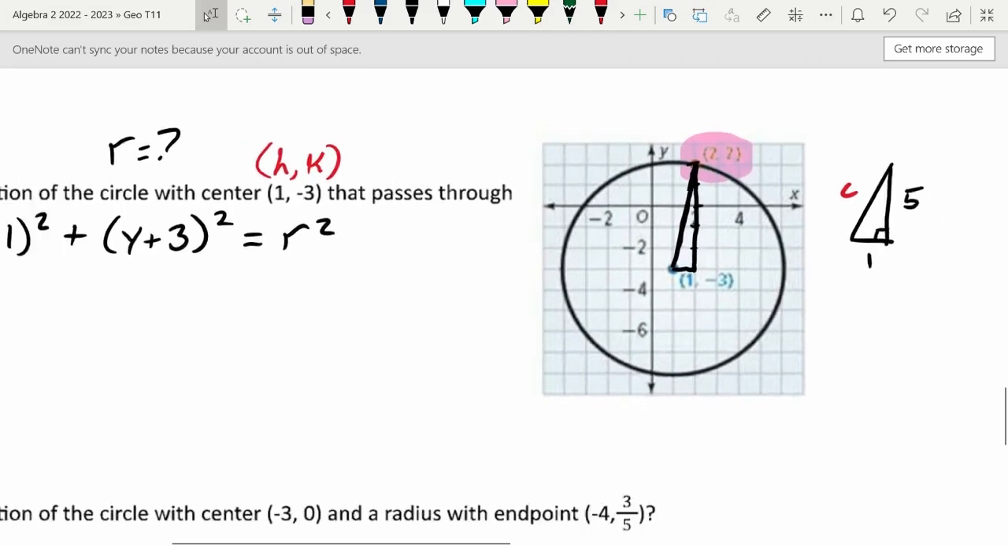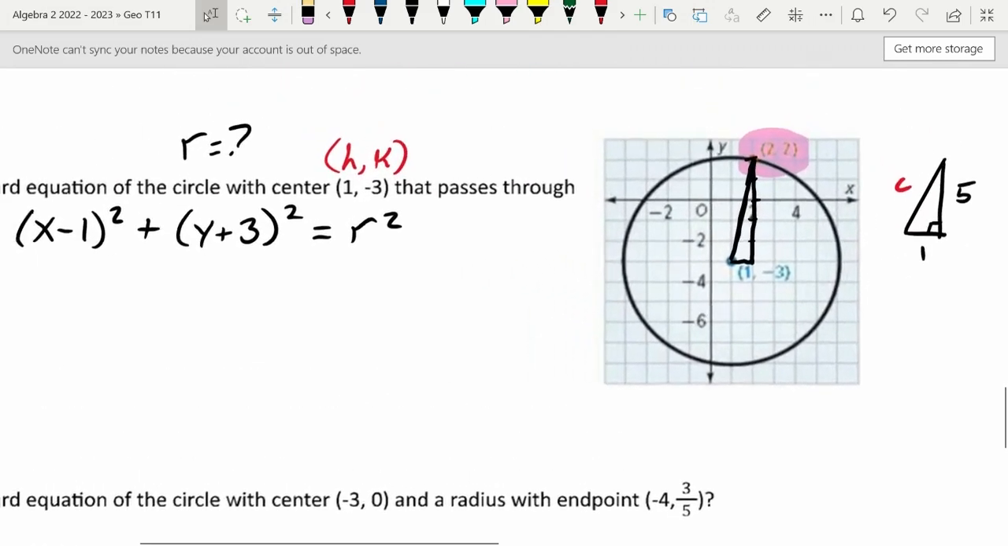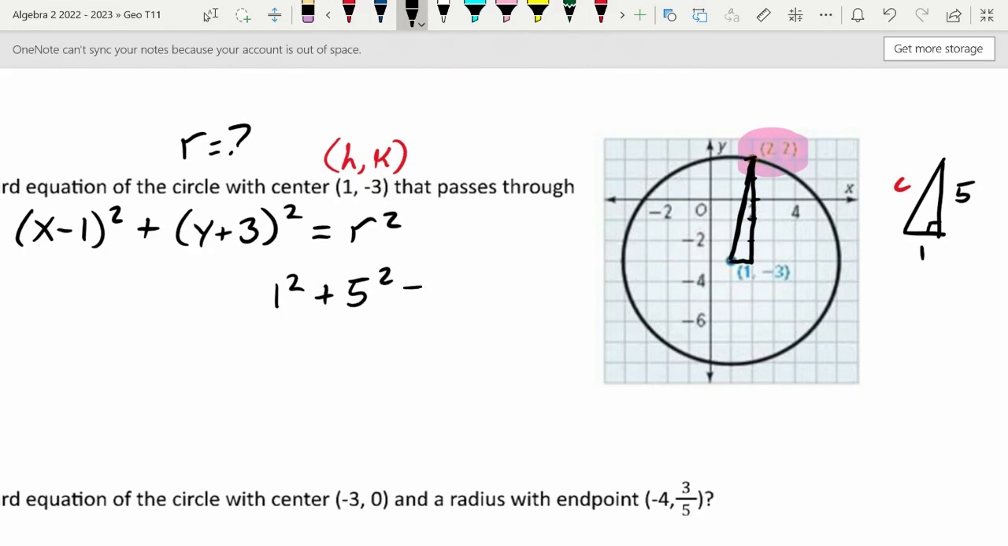You know what? We'll use the Pythagorean theorem for this one, and we'll use the distance formula for the next one. So the Pythagorean theorem says that a squared plus b squared is equal to c squared. In this case, we could use the letter d just for distance, but we'll stick to c. 1 squared is 1, 5 squared is 25, which means that c squared is equal to 26.